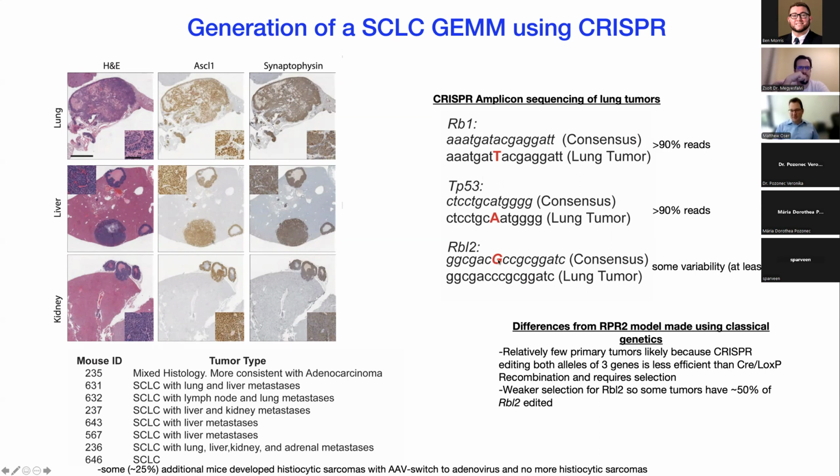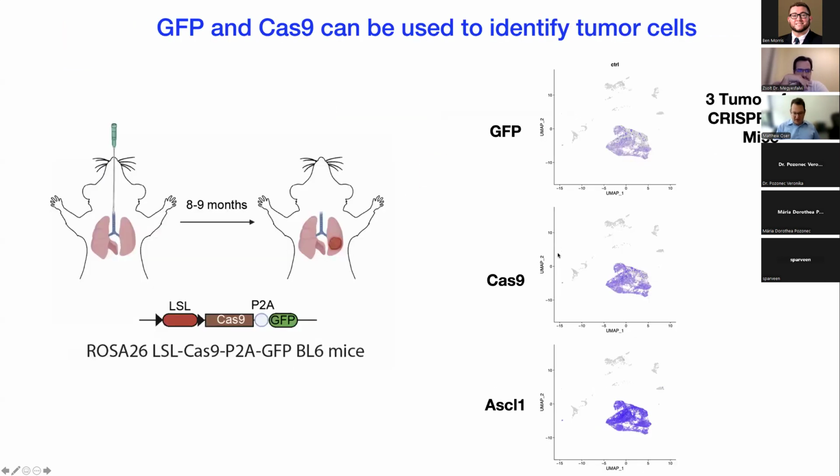And then for RBL2, there was always a deletion or an indel, but not always complete loss of RBL2. So this is one difference from the RPR2 model, where Cre-LoxP recombination is always going to delete both RBL2 alleles. Here, we sometimes get what's selected for, and I think part of this is that it's a little more inefficient system, and that actually has potential advantages in terms of gaining insights into the biology.